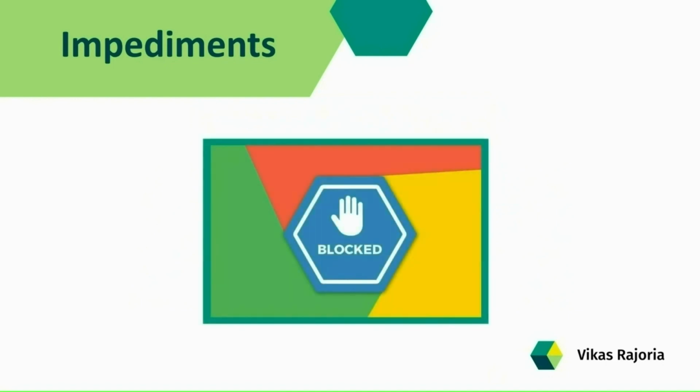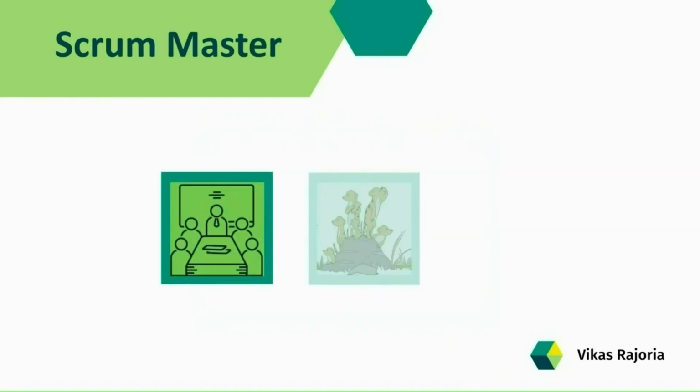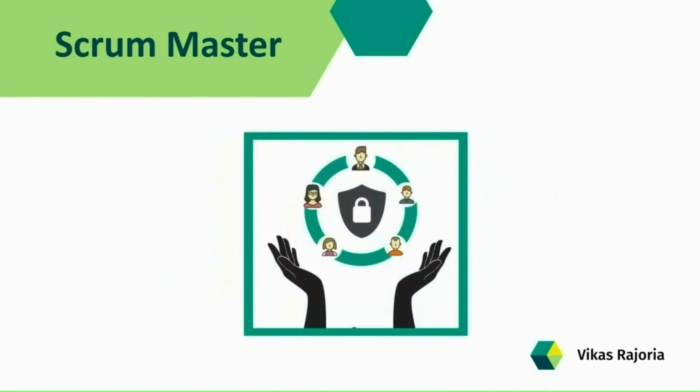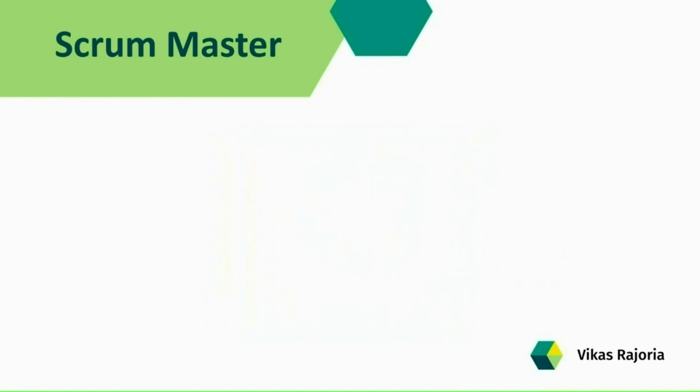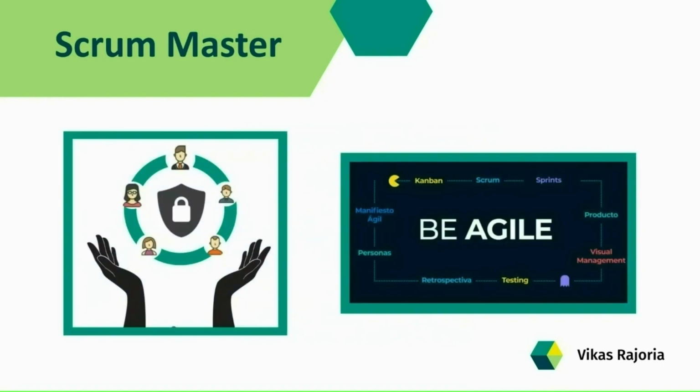So, when anything comes up as a blocker or impediment that is stopping the work from moving forward, the Scrum Master sits with the team and helps in identifying and removing those blockers. He supports and guides the team to overcome those challenges. So, we can say the Scrum Master protects the team from interference. He helps and encourages the team to adopt agile practices.